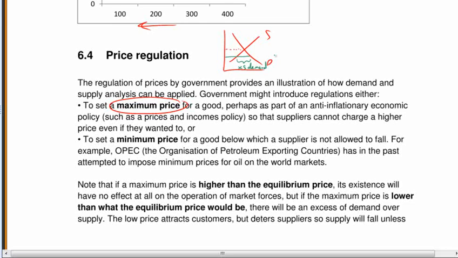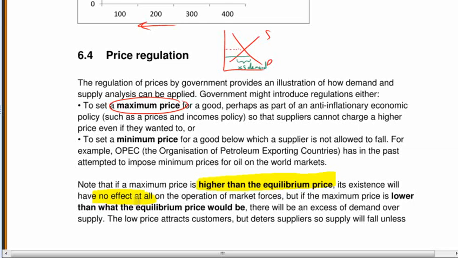Okay, now just bear in mind what we're saying down here. If for some reason we set a maximum price higher than the equilibrium price, it has no effect whatsoever. Okay, so to take effect, a maximum price has to be less than the equilibrium price.